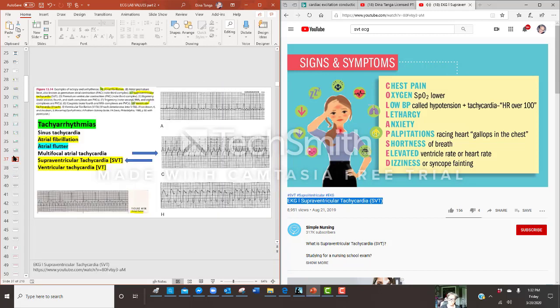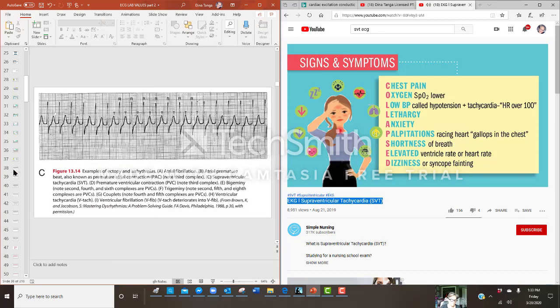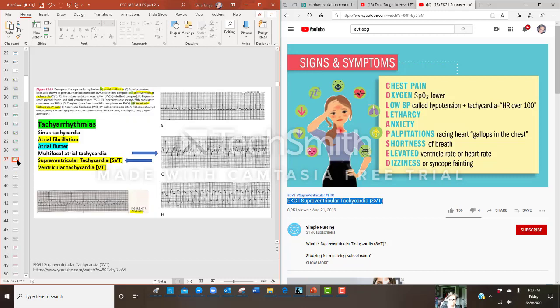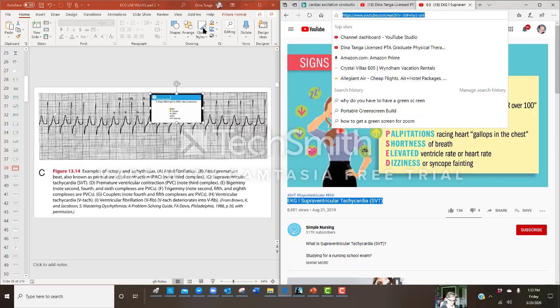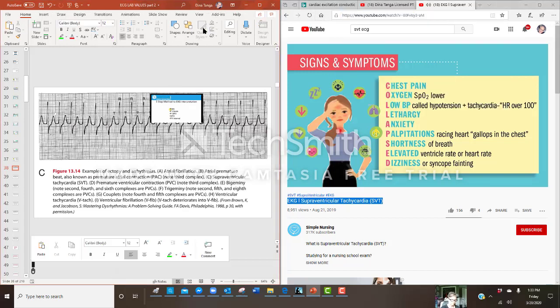Now, C is for chest pain, O is for oxygen saturation that is lower, L is for lethargy or fatigue caused by this low oxygen, A is for anxiety, usually caused by that lack of oxygen, P is for palpitations, described as a racing of the heart or kind of feels like gallops under the chest. S is for shortness of breath or dyspnea, that difficulty breathing. E is for elevated ventricular rate or heart rate in general, a huge indication of SVT. You're going to have a very tachy heart rate. D is for dizziness and syncope, which is also called fainting or passing out.